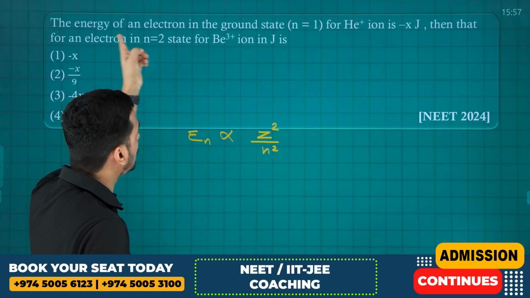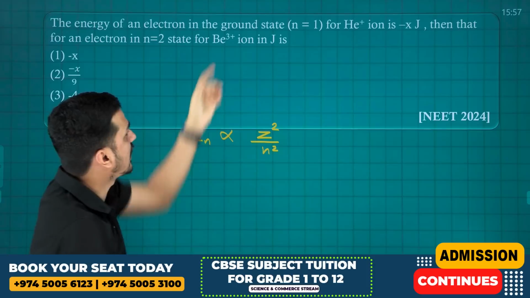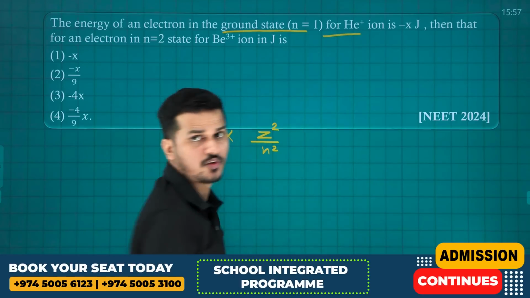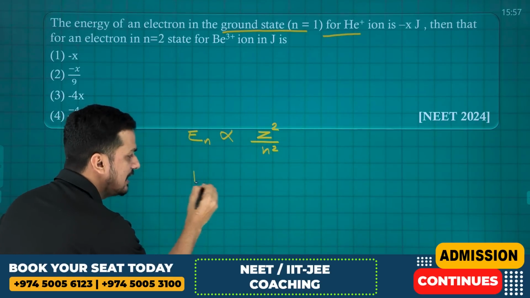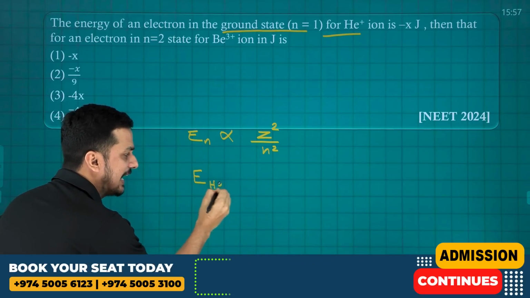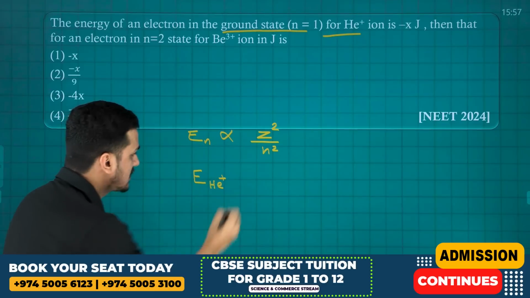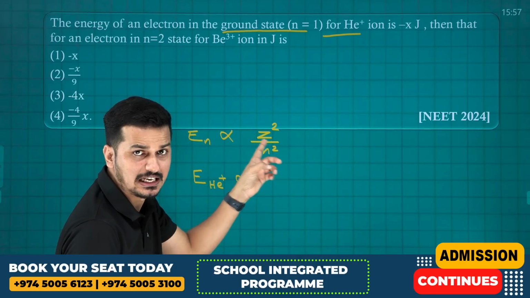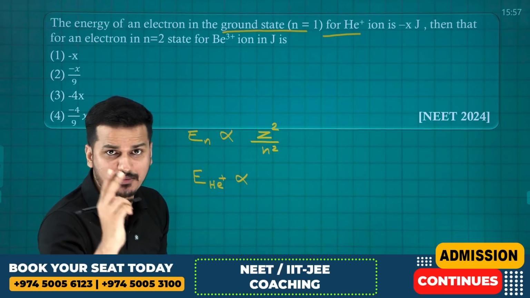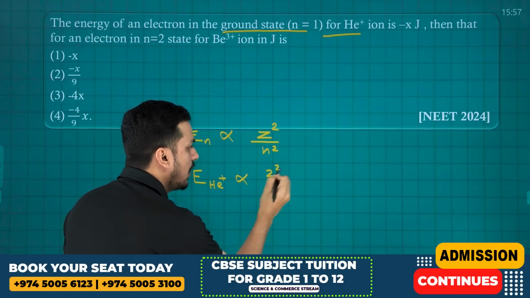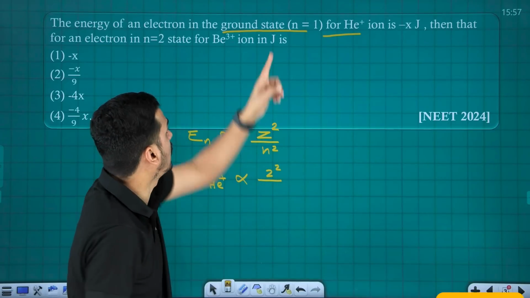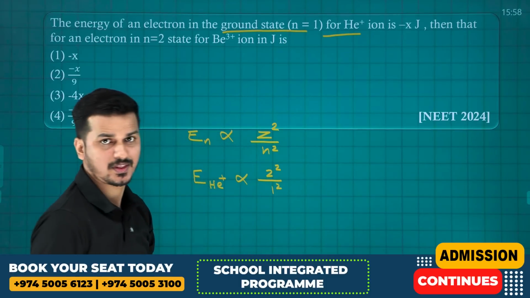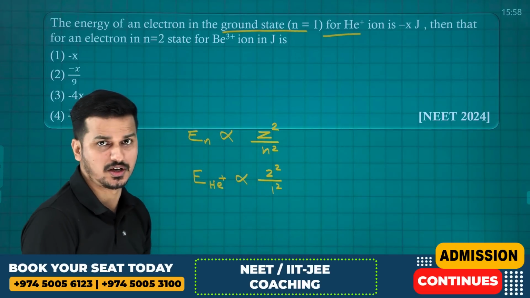So here, in the first statement they are giving the ground state, n equal to 1, for helium plus. So for He plus, energy is directly proportional to Z square, the atomic number of helium, which is 2. So 2 square divided by n square, and since they are giving the ground state n equal to 1, this is 2 square by 1 square.